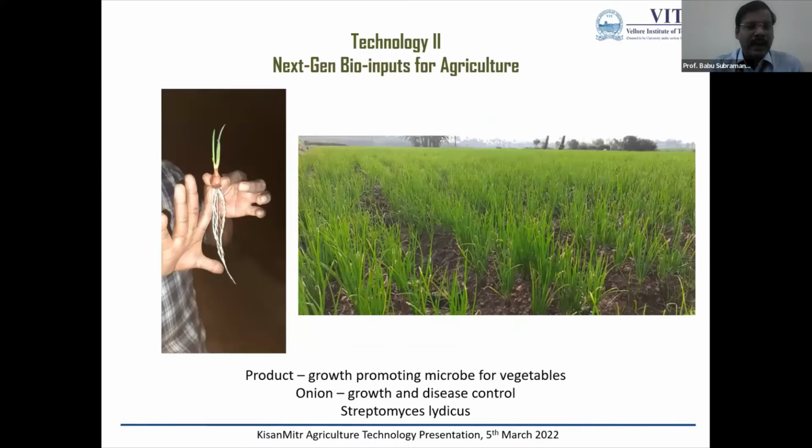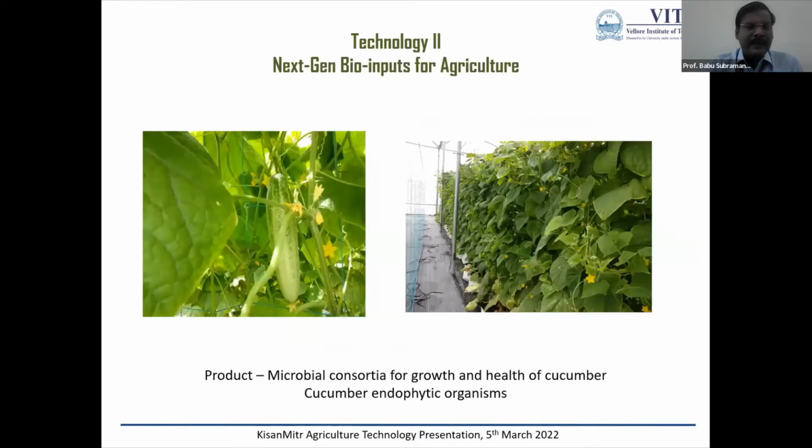The second thing is about the native microbe from a specific crop. For example, onion rhizosphere has a specific microbe, Streptomyces lidicus. When we mass multiplied and applied it, it gives a very good effect in plant growth as well as pest and disease management. And the third example is about the endophytic microorganisms.